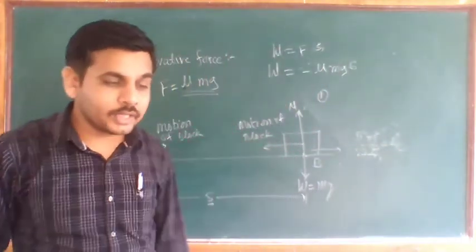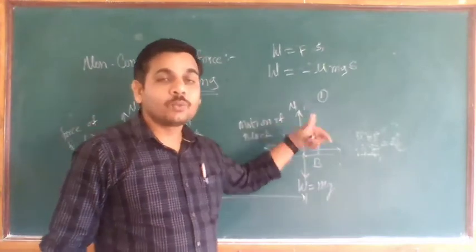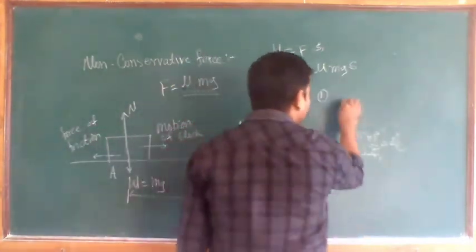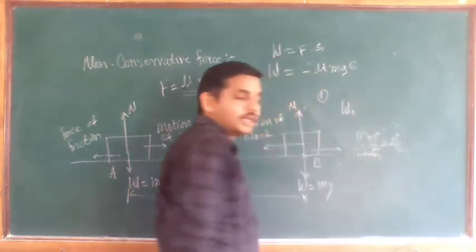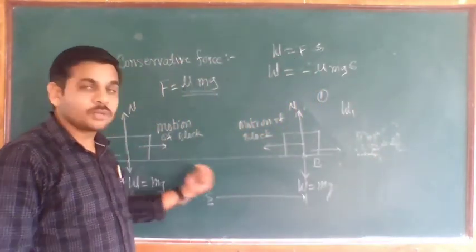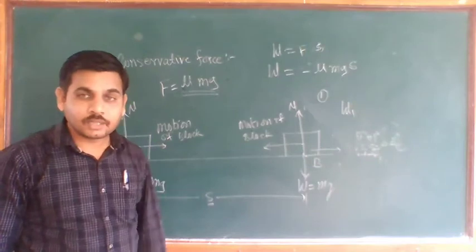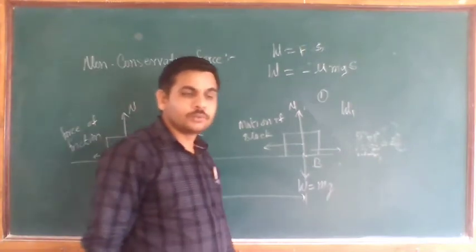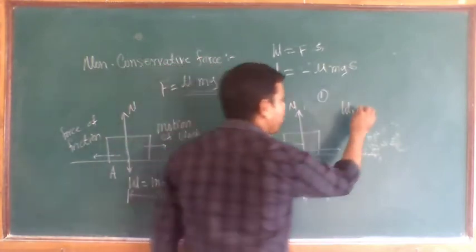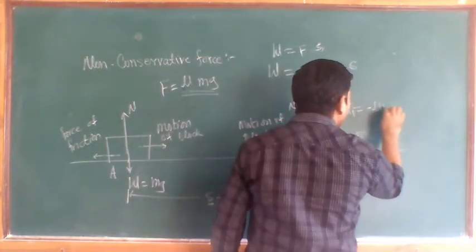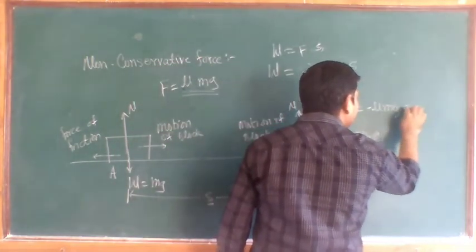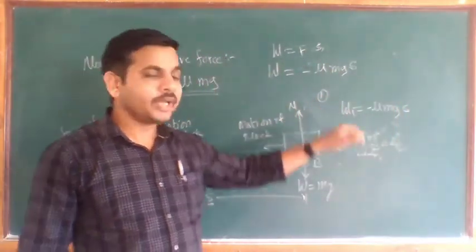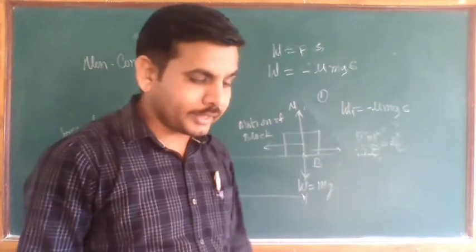So the work done by that force of friction is nothing but W1. Here the work done by that frictional force, W1, is equal to minus mu mg into S.